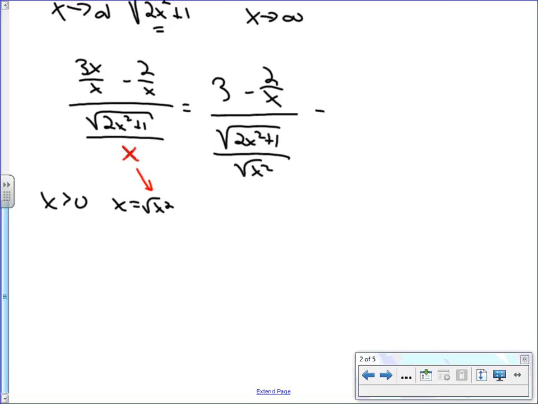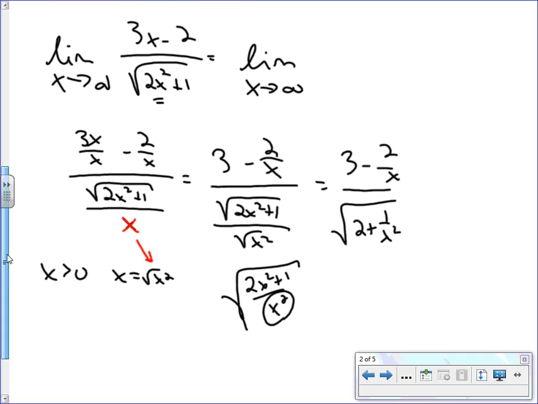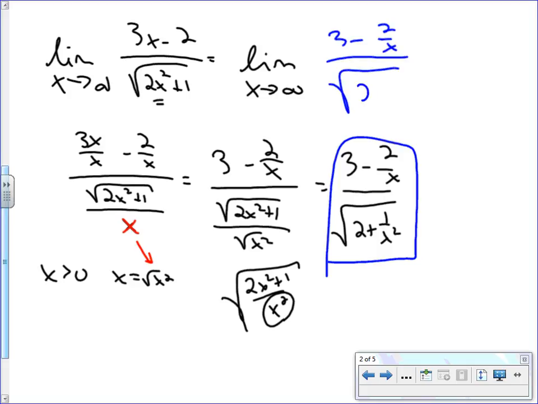So my numerator has cleaned up nicely. And if you look at this denominator as one giant square root, notice that this is an x squared because it's the square root of that. Then my denominator becomes the square root of 2 plus 1 over x squared. That's where I'm headed to. I go back and write my second limit statement using this: 3 minus 2 over x, over the square root of 2 plus 1 over x squared.